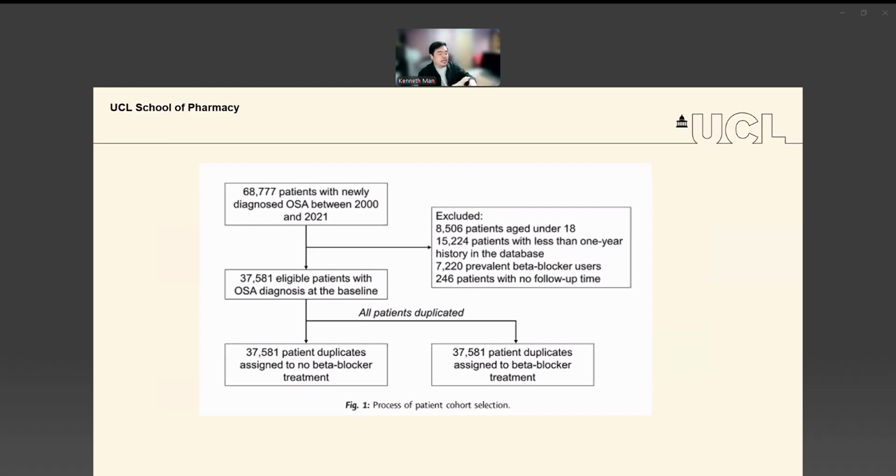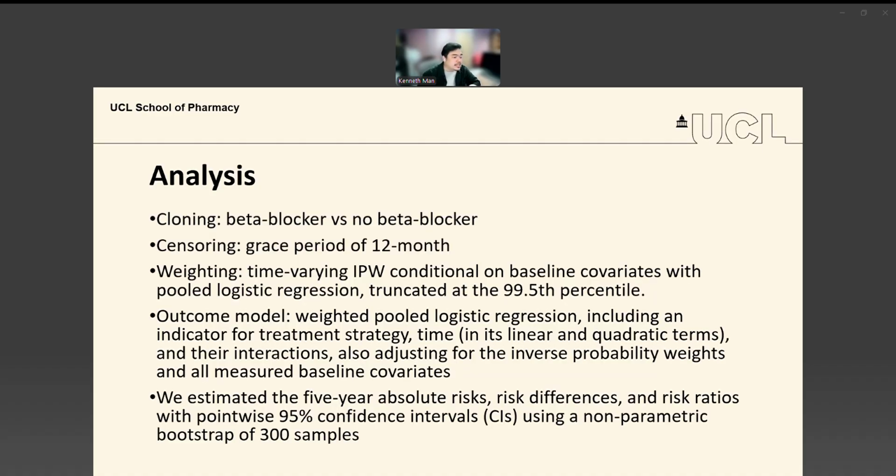So this is our patient inclusion flow chart, and that's slightly different from a typical cohort setting, especially at this stage where we are doing the cloning. So we still apply our inclusion and exclusion criteria as in a normal cohort study. But after we have sorted out all the eligibility criteria, we do the cloning, and by definition, that has to be the same individuals. We replicate it into two pieces accordingly, and then we move on to the analysis.